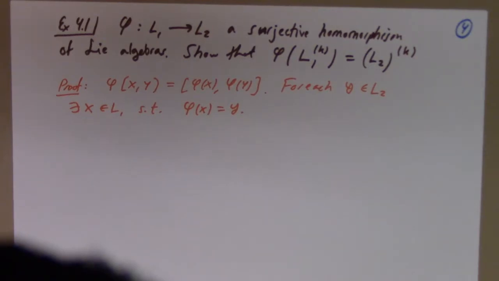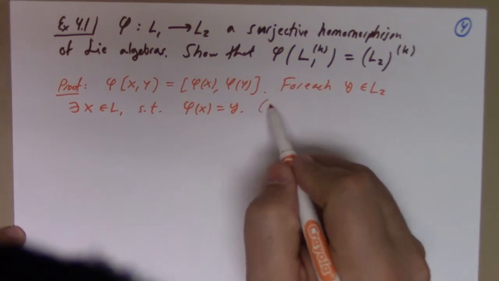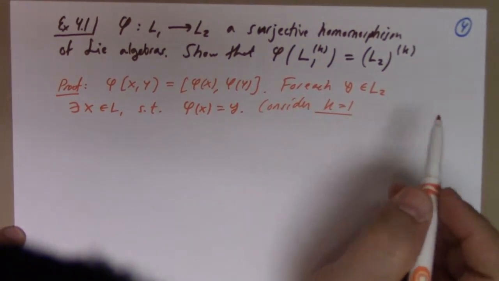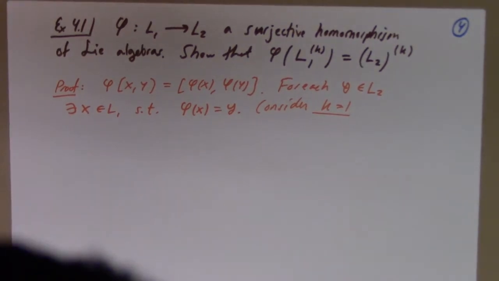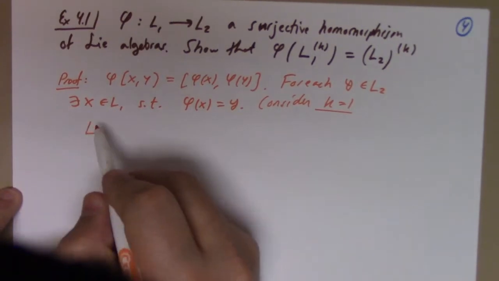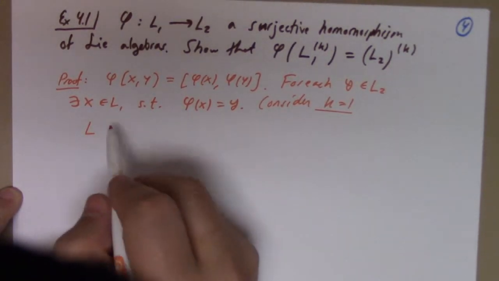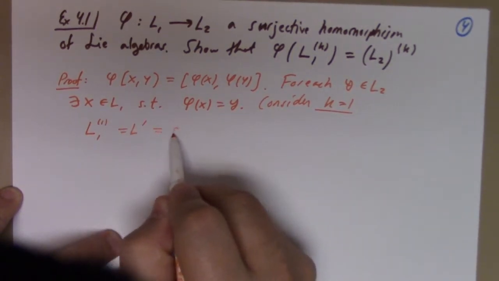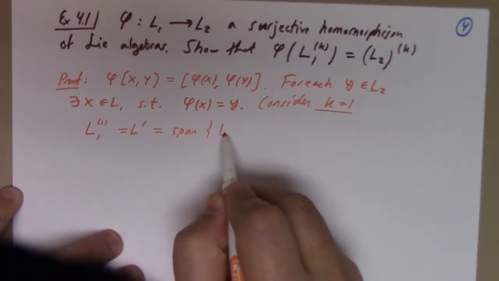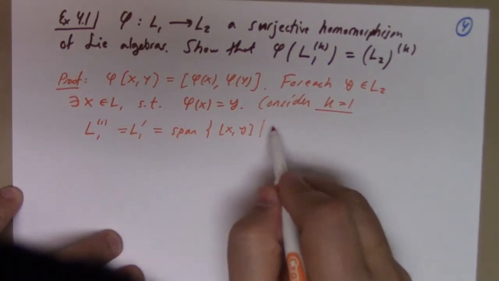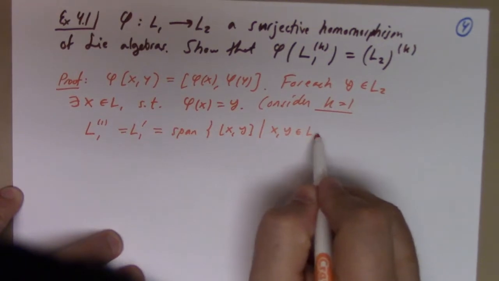Do we do induction on k? Yeah, good idea. Induction on k is a good idea. So let's begin with k equals 1. So what's L1? L1 prime would be the span of the brackets of x and y, such that x and y are in L1, right?